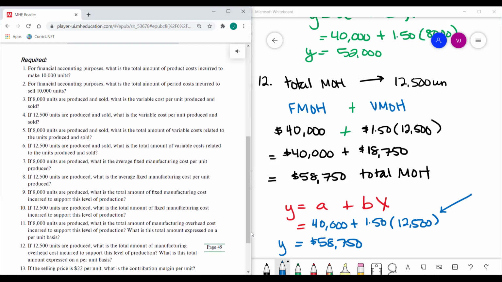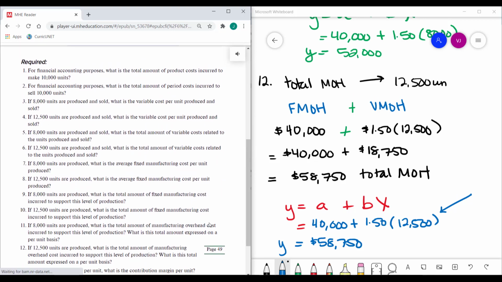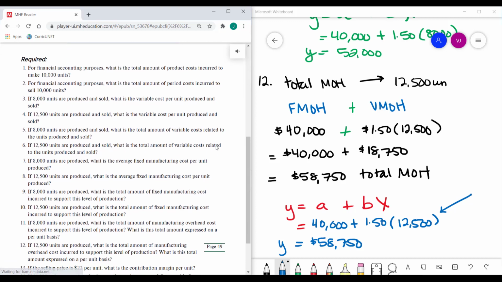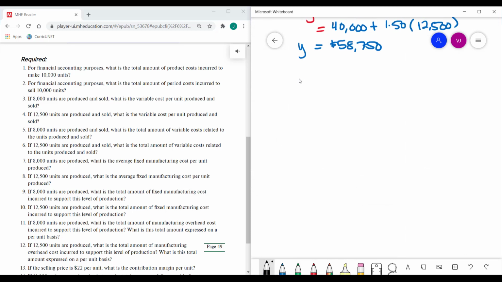All right, very good. So we'll move on to number 13 here. Let me scroll down here. Number 13 is asking us, if the selling price is $22 per unit, what is the contribution margin per unit? To answer this question, we have to remind ourselves what contribution margin is and what that refers to.